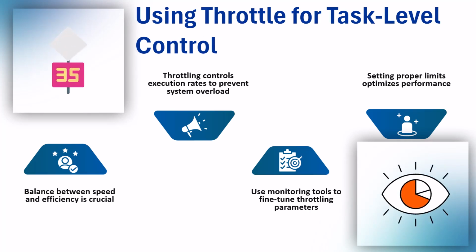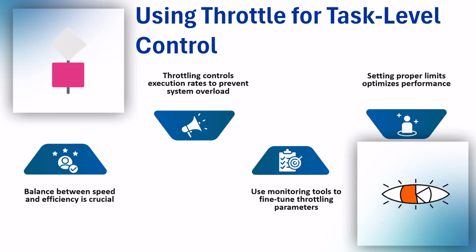Think of throttling like a traffic cop. It keeps things moving without causing chaos. Without limits, we risk system overload, much like rush hour traffic. The key is setting smart thresholds. Too strict and progress slows. Too loose and things spiral out of control. Keep an eye on your performance metrics, because fine-tuning throttling is like adjusting your car's speed for a smooth ride.